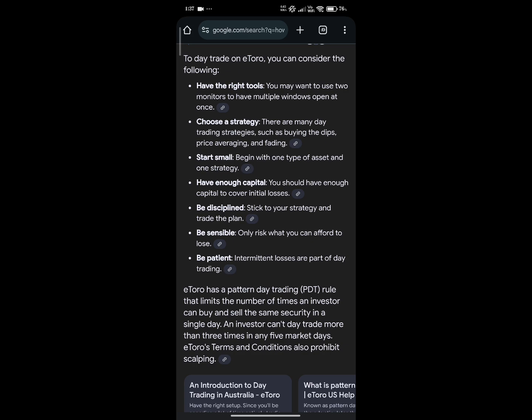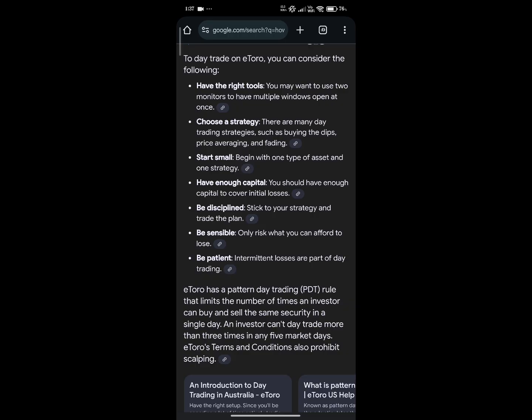Don't trade a specific amount. For example, you have a salary of $1,000 and you trade that amount, which is high risk and high pay. If you lose that amount, you won't have enough capital and you'll lack discipline. Now be patient.